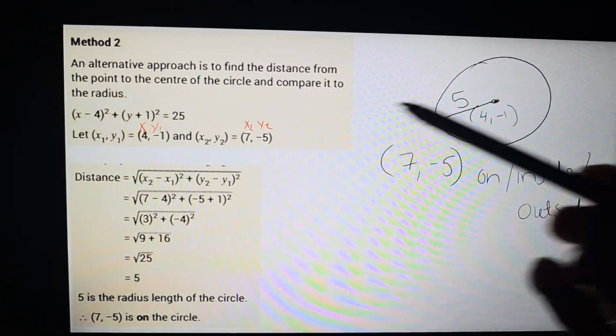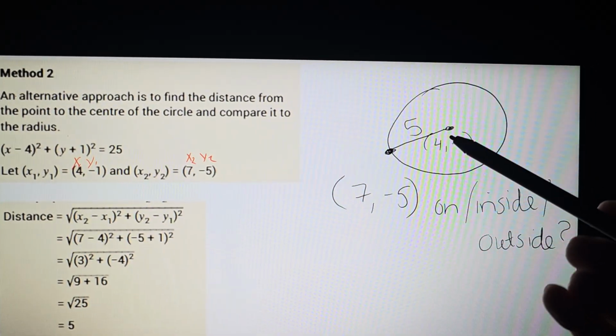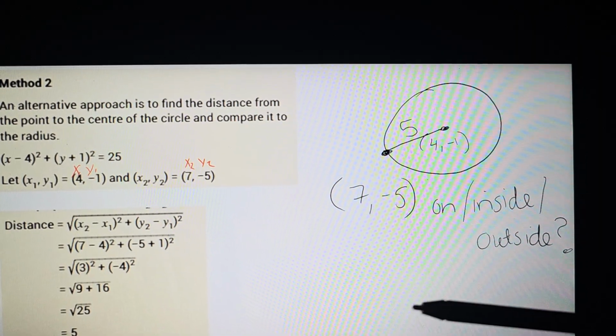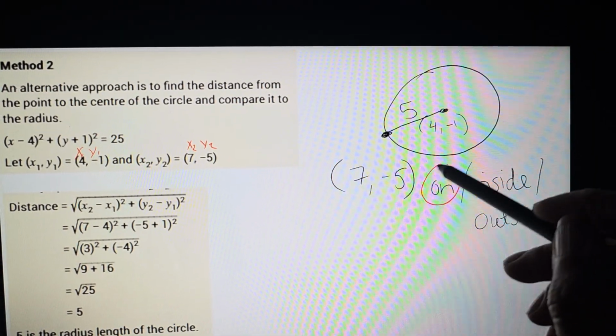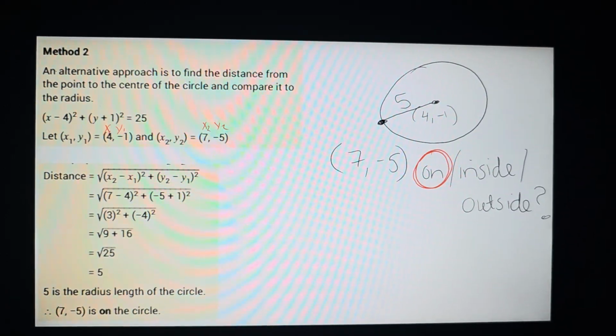So that's how I now know that that point, (7, -5), must be on the circle, because the distance from the centre to that point was equivalent to what the radius was as well. Okay, so we know that we are on the circle. So that's the second method. Either or, it doesn't matter which way you go.